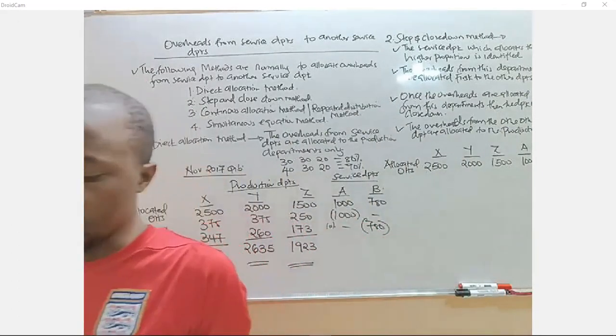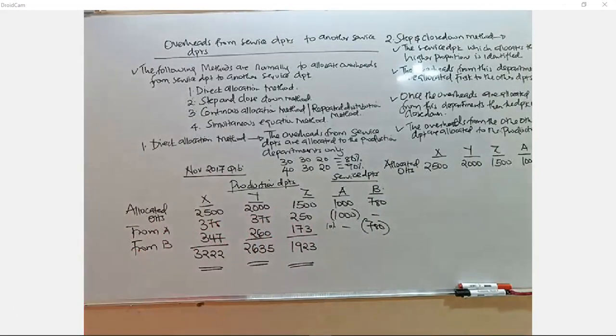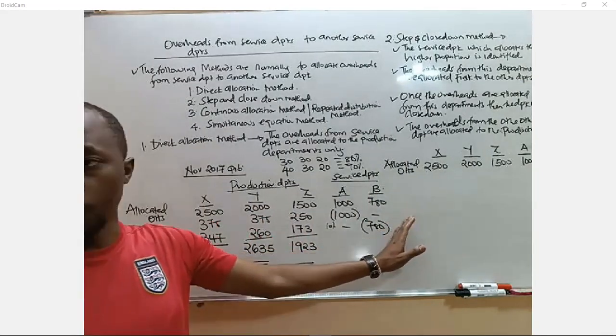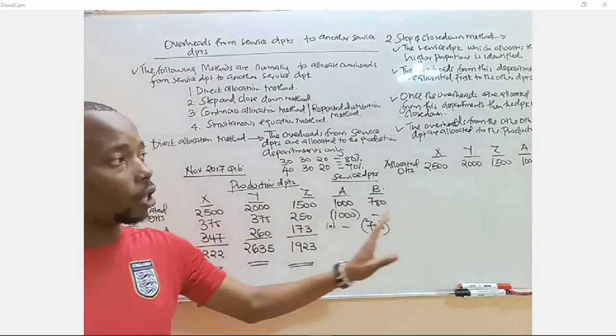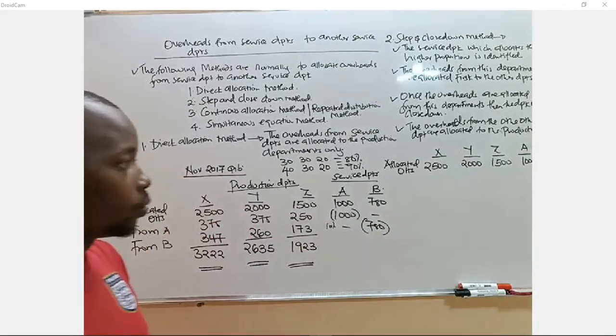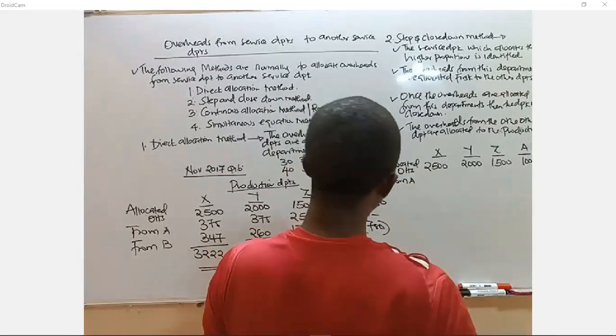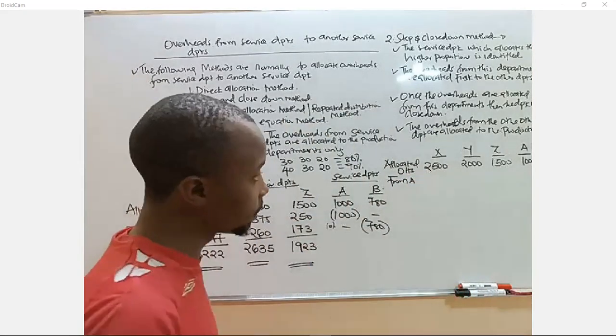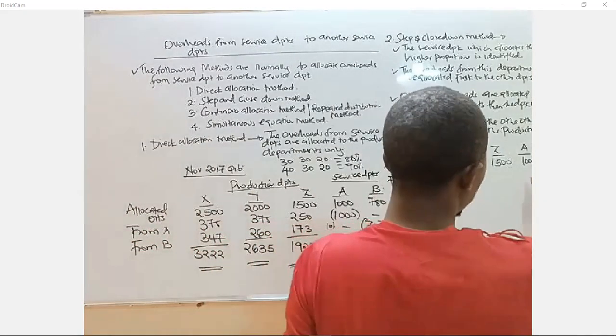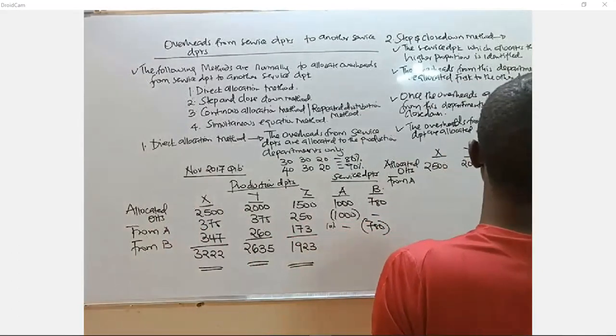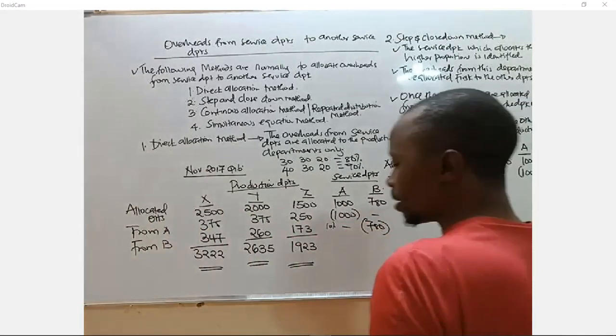Ukienda pale chini examiner amekupea proportions. Tuangalie ni department gani inapea the other service department the highest proportion. Nilikwambia department A imepea B the highest proportion which is 20%. So hiyo ndio tutallocate ya kwanza. Unakuja tu hapo unamwambia from A. Na ujue saa hizi una step, inamaanisha una allocate mpaka to the other service department. So when we are allocating 1,000, we are using 100%.